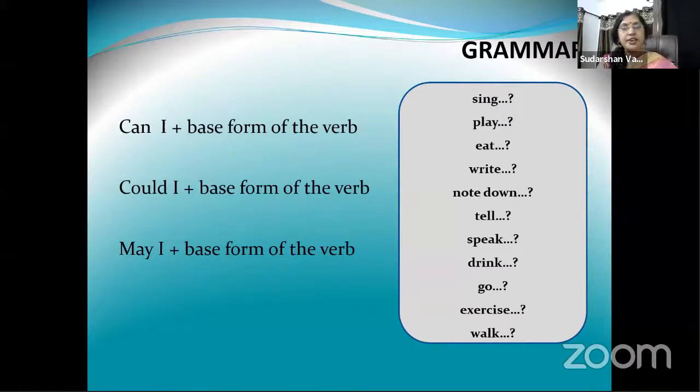You have to construct a full sentence, which means it should at least answer 2 WH questions. Can I sing with you? Can I sing at the annual day function? Can I sing a melody? Can I sing what? A melody? Can I sing in your grandmother's house?